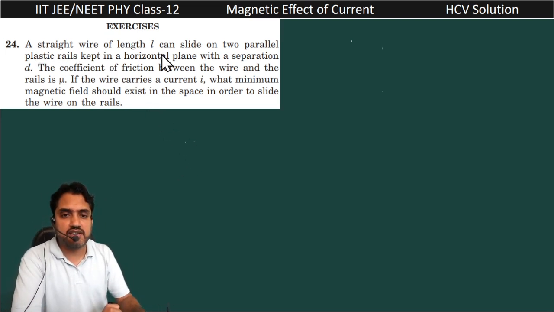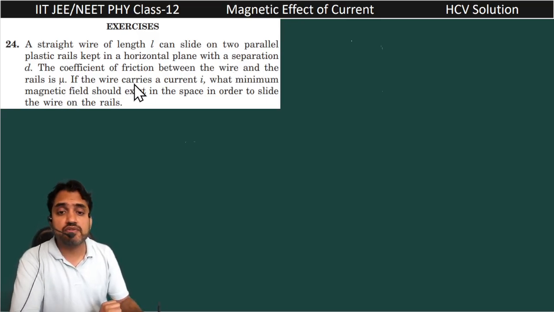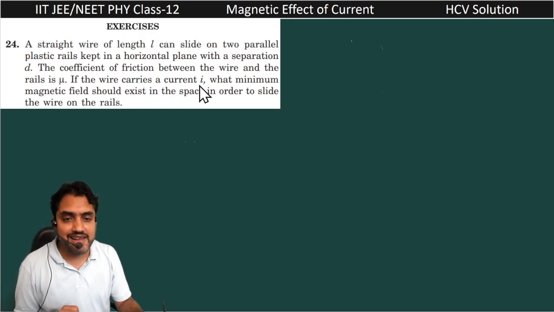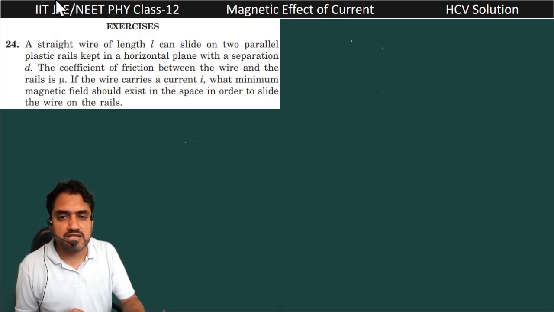A straight wire of length L can slide on the two parallel plastic rails kept in horizontal plane with a separation D. The coefficient of friction between wire and rails is mu. If wire carries current I, what minimum magnetic field should exist in space in order to slide wire on the rails? Okay, so definitely this current carrying rod will experience a magnetic force.